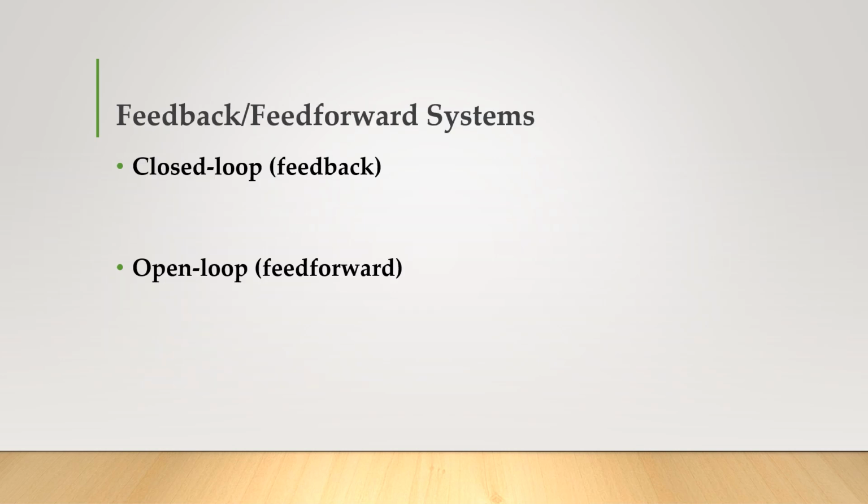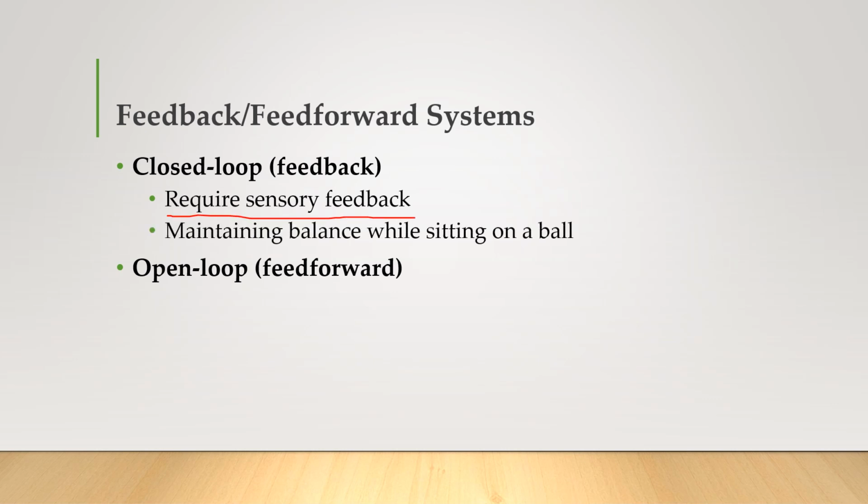Okay, let's talk about closed loop feedback and open loop feed-forward systems. So a closed loop feedback requires some kind of sensory feedback. Okay, an example here would be maintaining balance while sitting on a ball. So you are going to get some kind of feedback from that ball, and you're thinking about what you have to do to maintain that balance. So this is, again, kind of like what you were thinking of when we discussed anticipatory control. We're getting some kind of sensory feedback. Okay, maybe we're anticipating it, and we are responding to that kind of feedback.